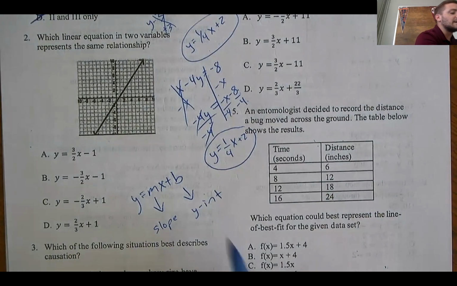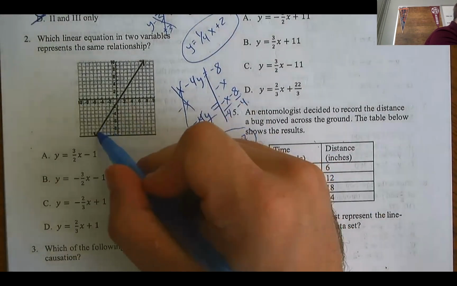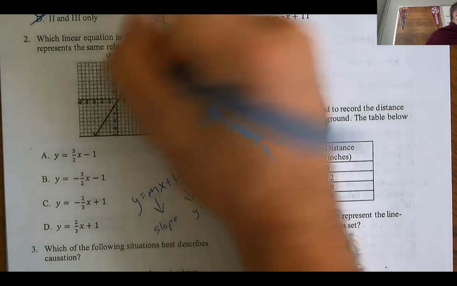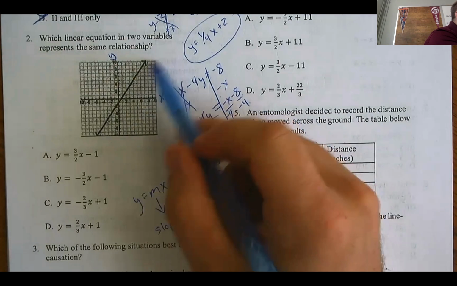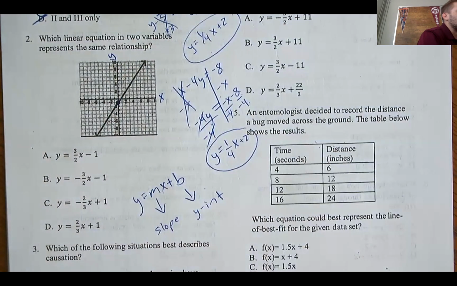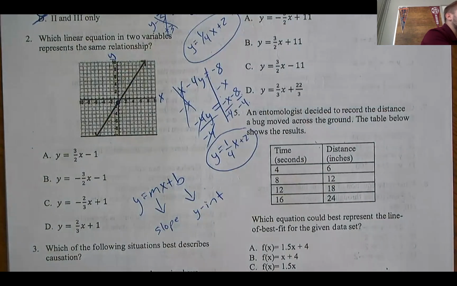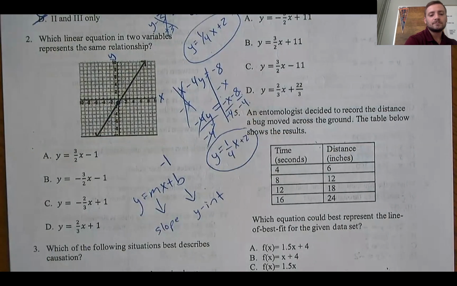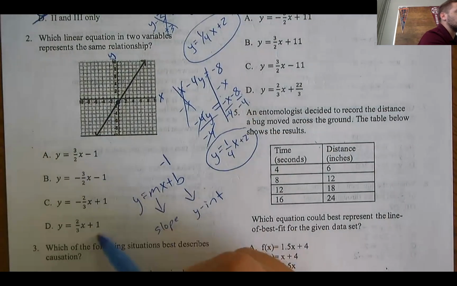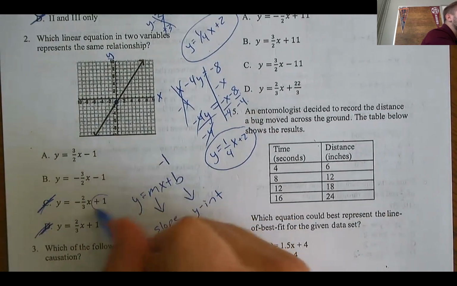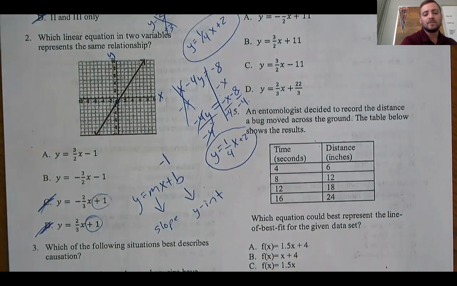So actually, I'm going to ask you guys to start with the y-intercept. Here's my x-axis, and here's my y-axis. Where does this line cross the y-axis? It crosses right here at -1. So my y-intercept needs to be -1. Looking at my answer choices, I can already get rid of C and D since they have the wrong y-intercept.